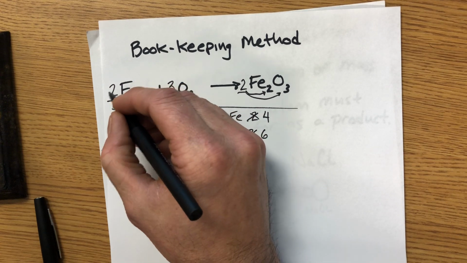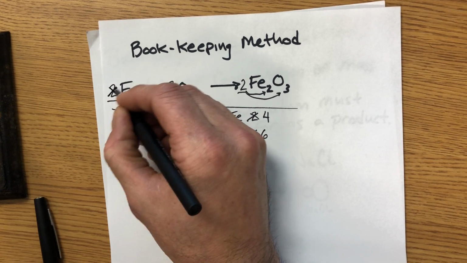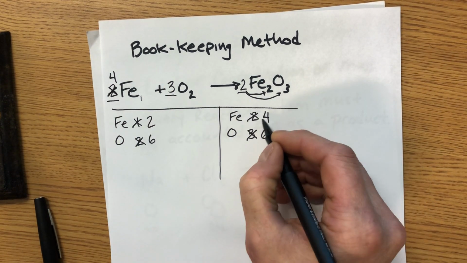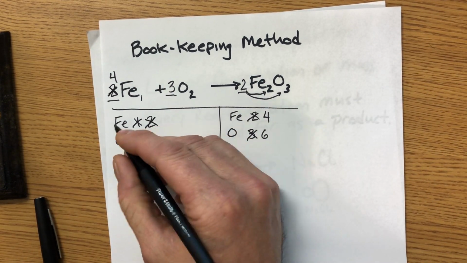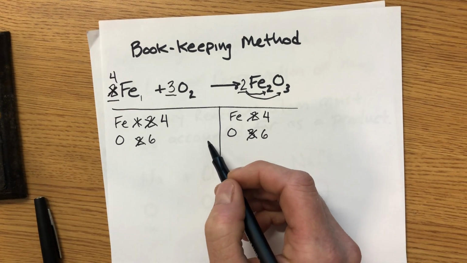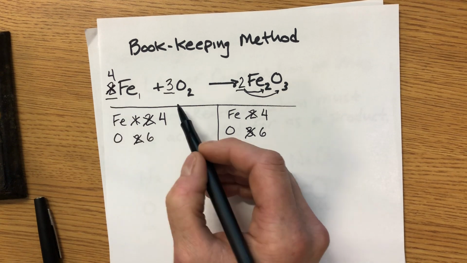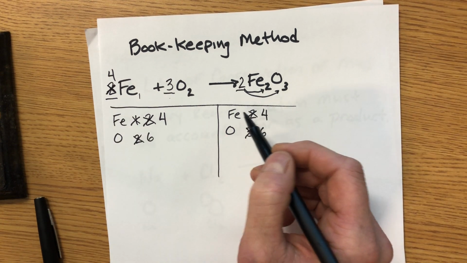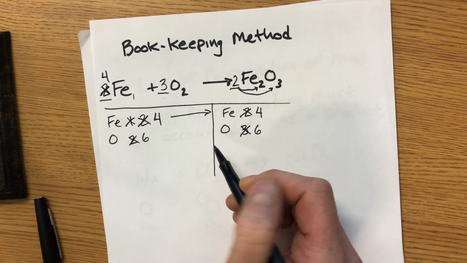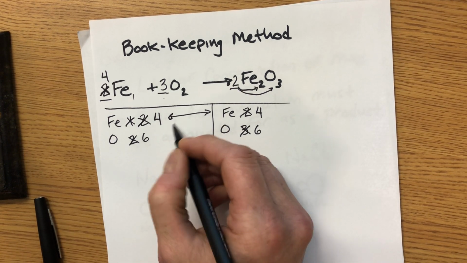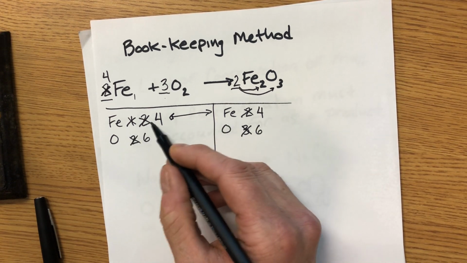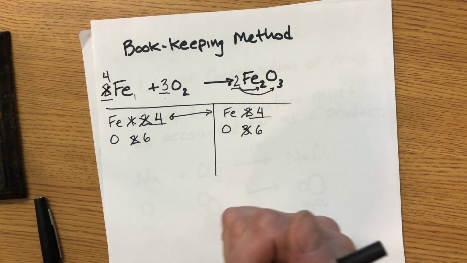So over here, we can change the coefficient that we started with from a 2 to a 4, and that would just make this counted up number of irons into a 4. So now we can see that we've got a balanced equation with coefficients 4, 3, and 2, and that makes everything balanced. So you'll notice that the irons are 4 and the oxygens are 6. That's fine. You don't need them all to be the same number. You just need each individual atom to be represented in the same way on both sides.